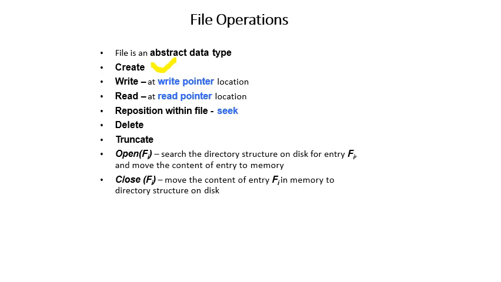And next is reading a file. Normally we read a file with the help of the read pointer location. To read from a file, we use a system call which specifies the name of the file and where within the memory the next block of the file should be placed.